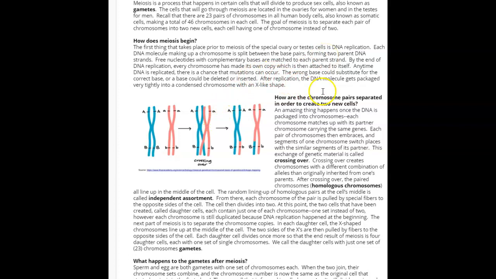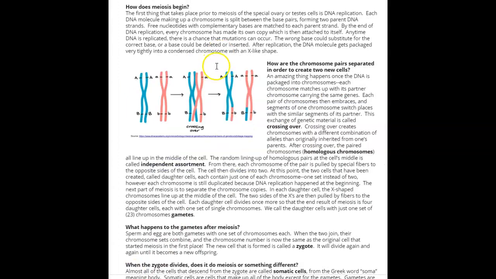After replication, the DNA molecule gets packed very tightly into a condensed chromosome with an X-like shape. Basically, what's happening in meiosis is that the sex cells only have one chromosome instead of a pair of two. So they're like a half cell, and they're just getting ready to come together and switch. So how are the chromosome pairs separated in order to create two new cells?